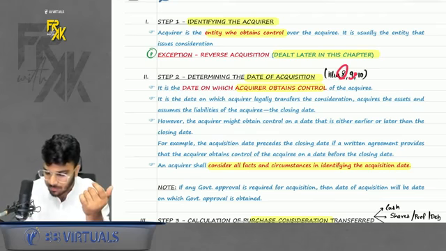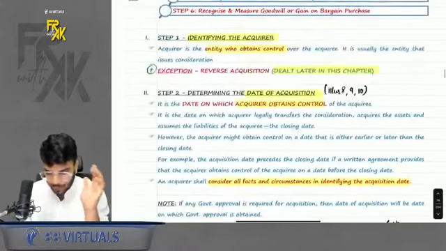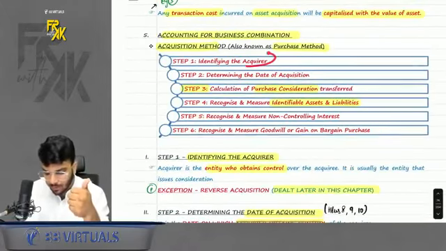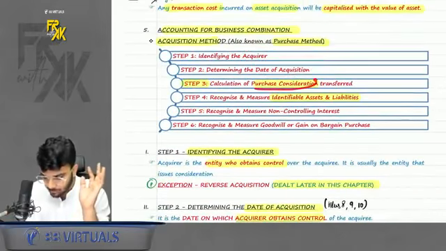In case you remember, we did illustration number 8, 9, 10. You can also revise it again. Okay. So this was 2 steps: identifying the acquirer and date of acquisition. Generic steps. Now comes the main step, that is calculation of PC.